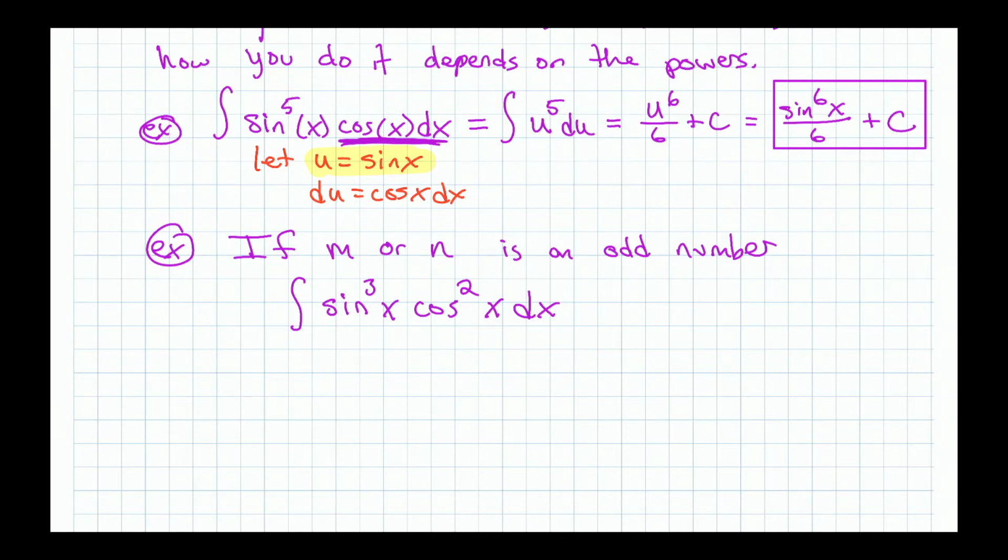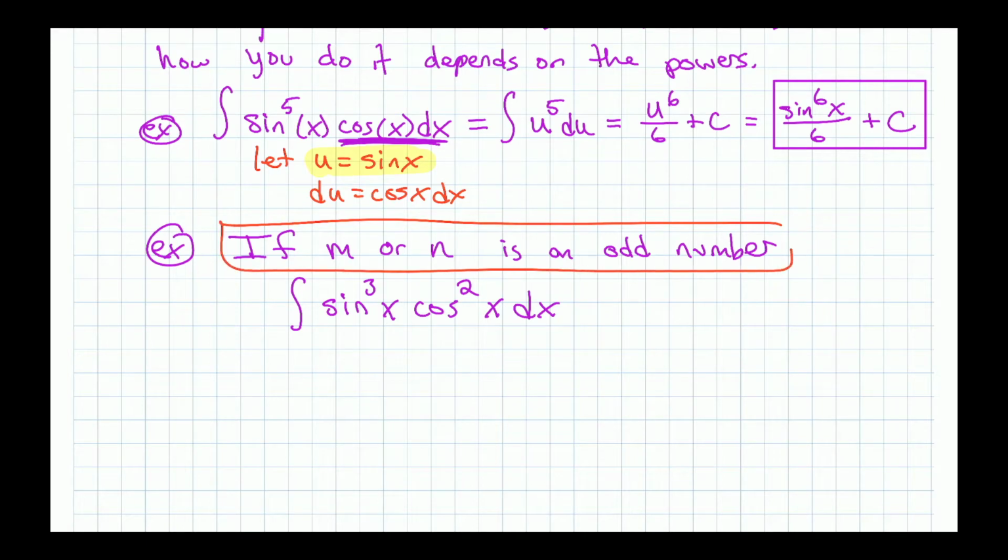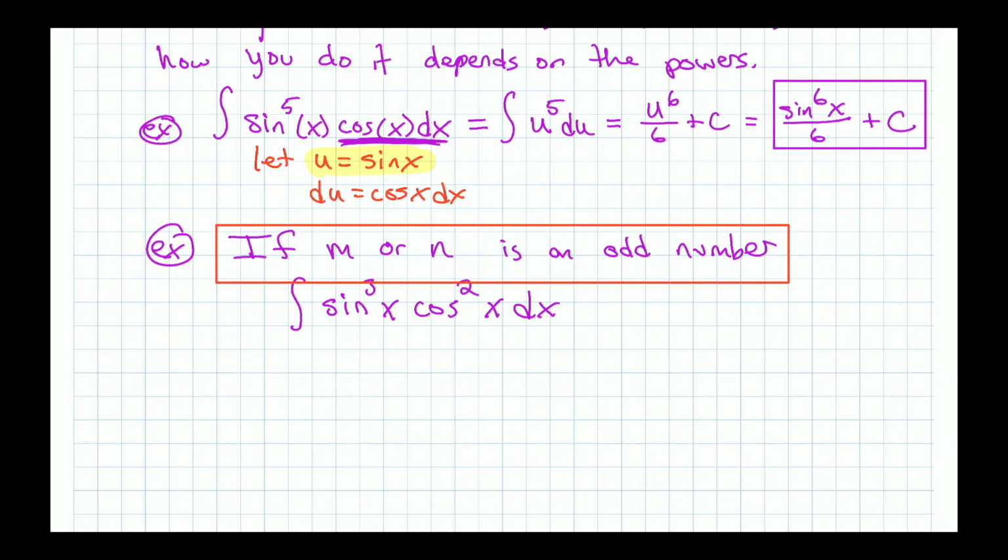because if the du was like cosine x, we have two cosines and that would be the problem. So you can't just blindly do the same thing we did above for this one. It needs a bunch of algebra work, and that's where the trig identities come in. So if m or n is an odd number, like in this example, what are you going to do? I'm going to box this to make it easier to find later for you guys.